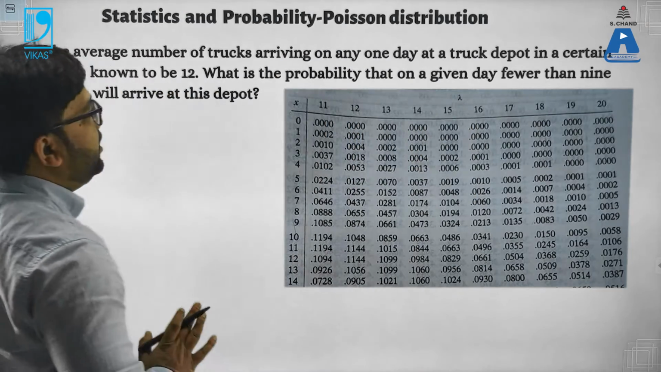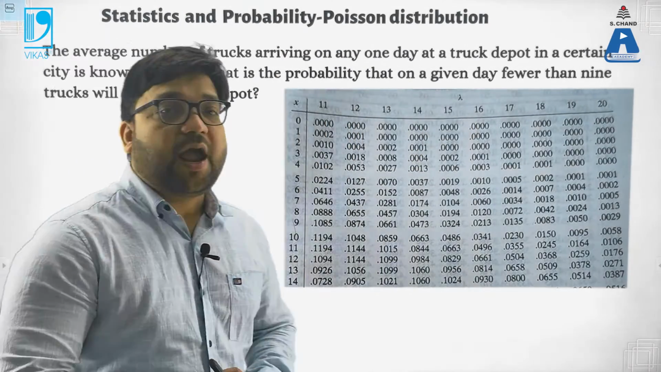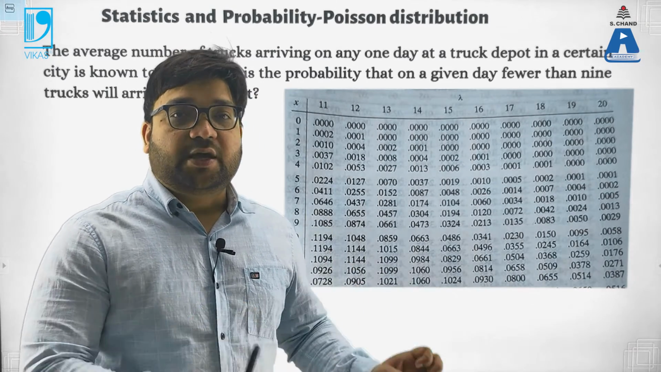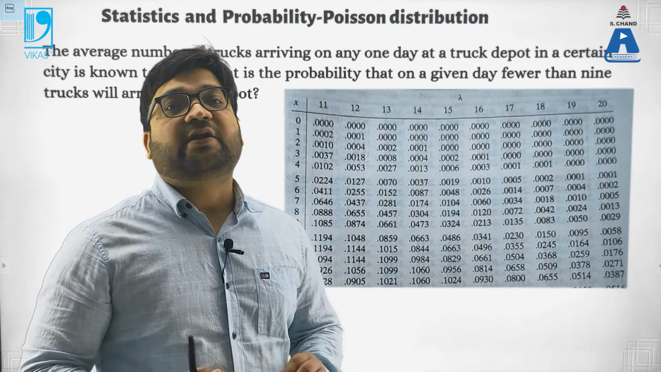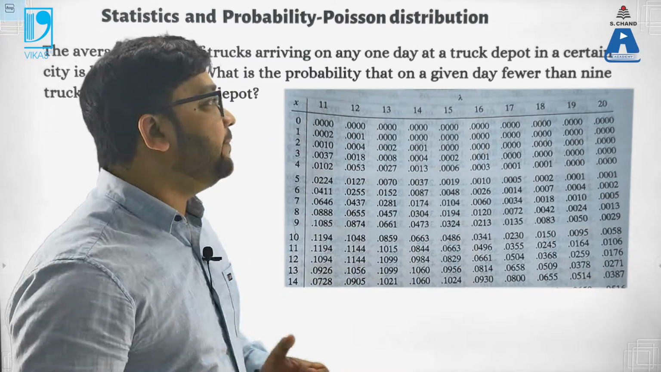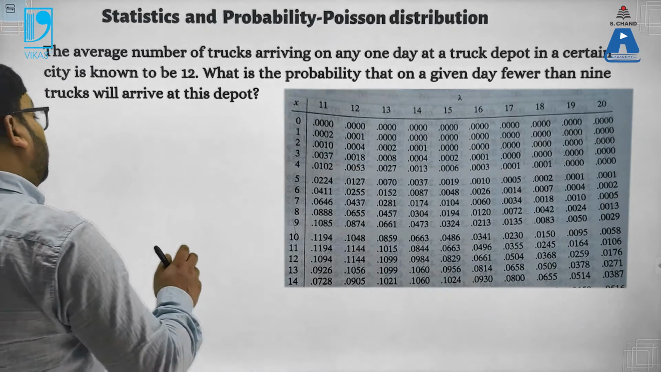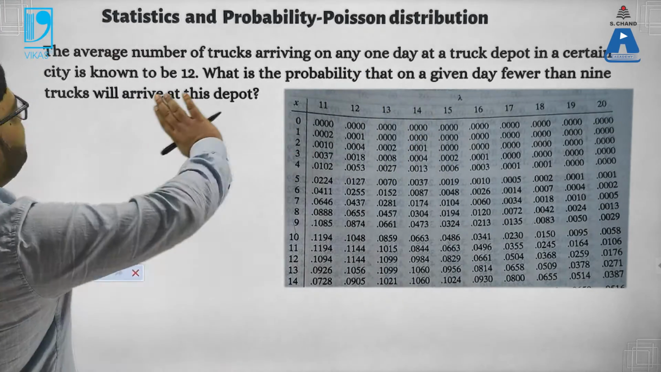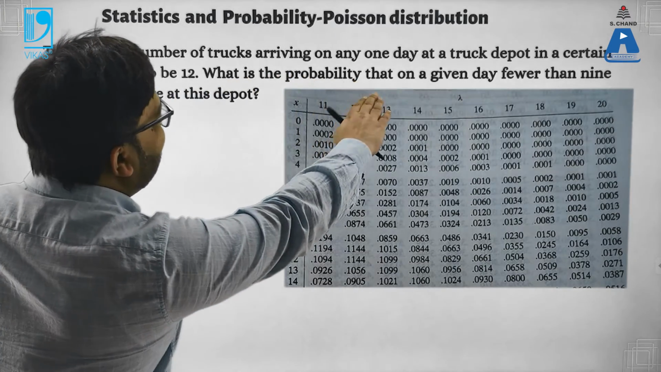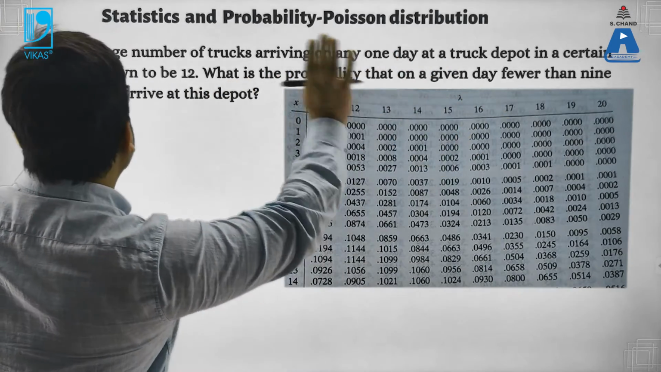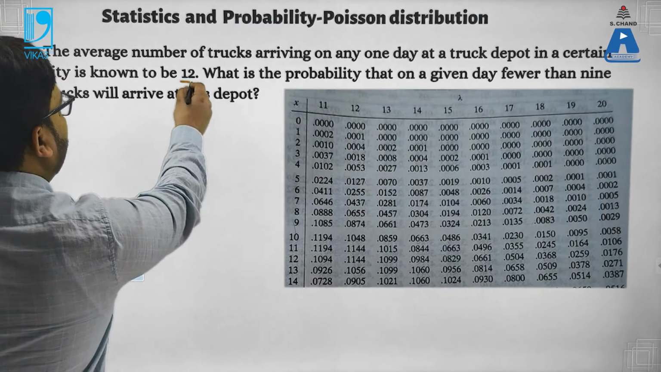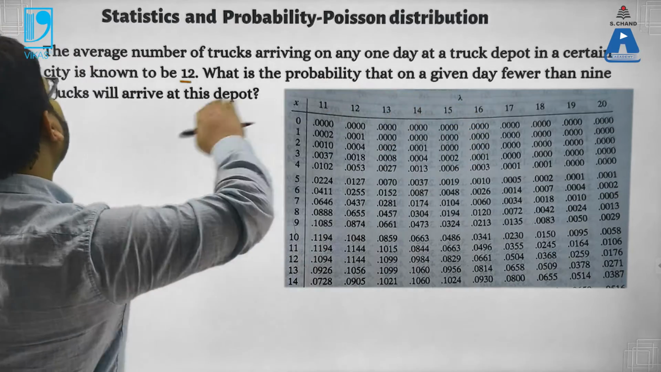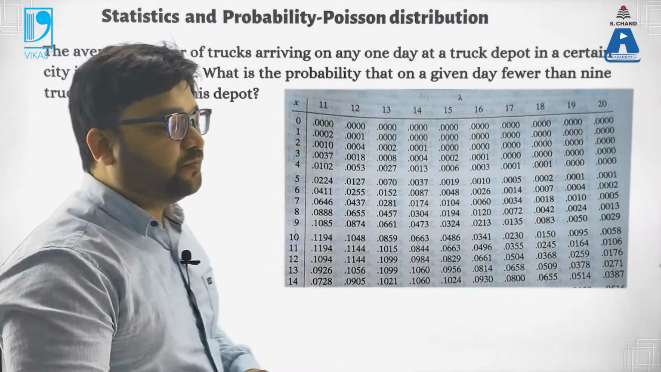We were seeing Poisson's distribution, and how it can help us manage real life scenarios and estimate the probabilities of different events and things happening. So we have a similar example here: an average number of trucks arriving on any day at a truck depot in a certain city is known to be 12. What is the probability that on a given day fewer than 9 trucks will arrive at this depot?